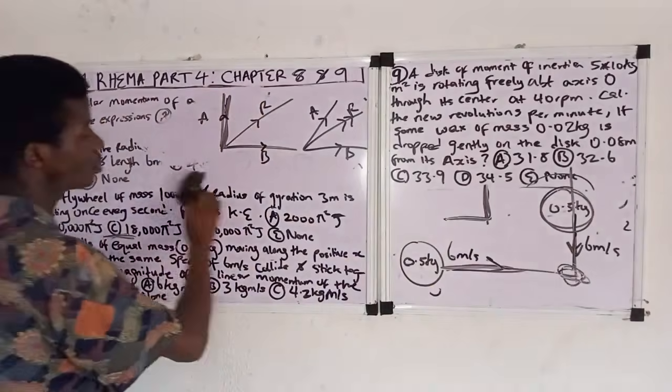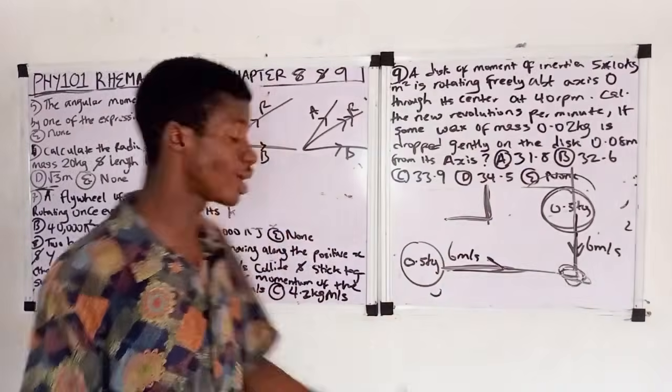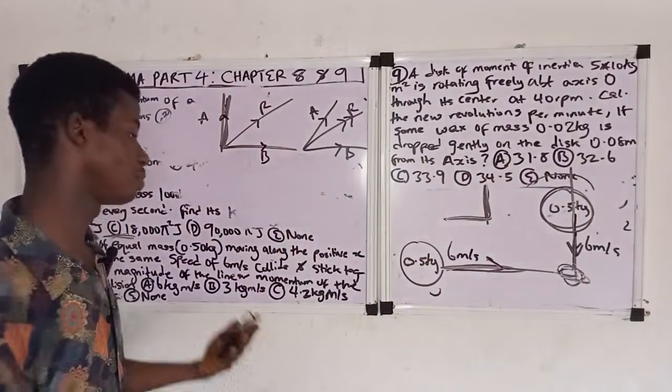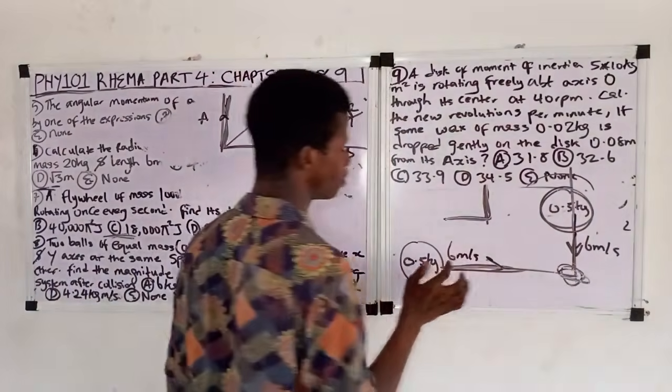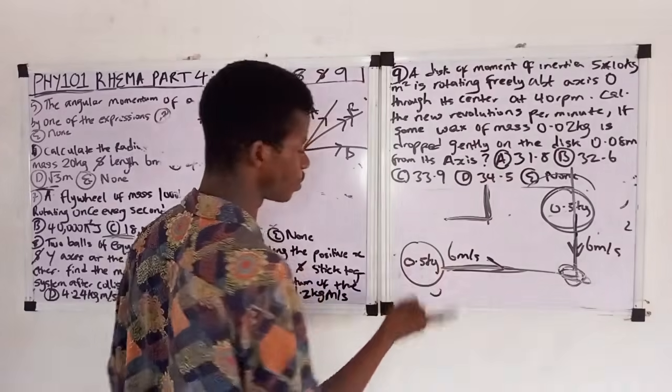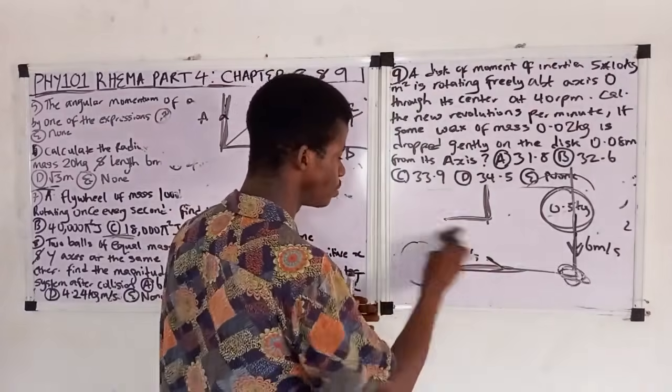So we are looking for their momentum. We are looking for their total, the magnitude of their momentum. Let's look for the momentum of this ball. The momentum of this ball is 0.5 times 6, which is 3.